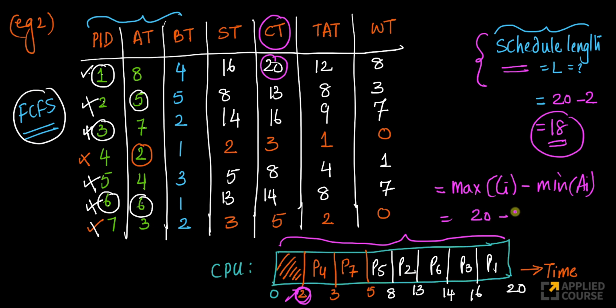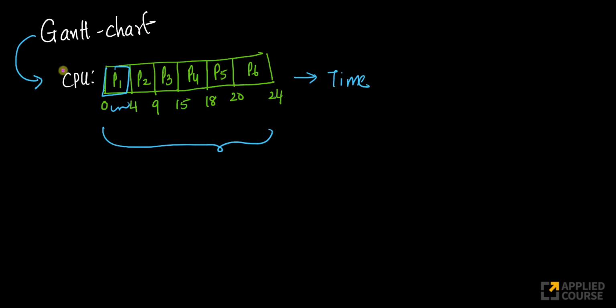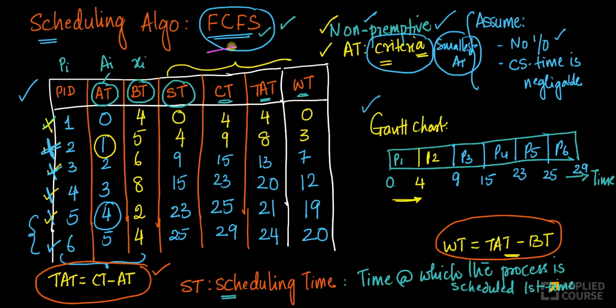Minimum of arrival times is 2, which is also equal to 18. So you can compute the schedule length either using this formula or using the Gantt chart itself. Very simple. Again, FCFS is a very, very simple algorithm. It's probably the simplest scheduling algorithm. We'll look at more complex, more real world scheduling algorithms as we progress one by one.